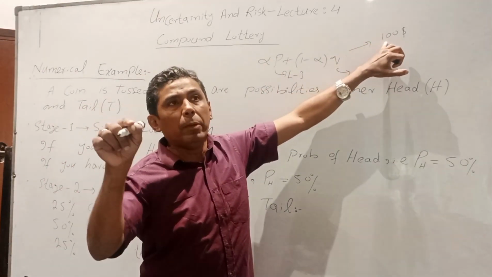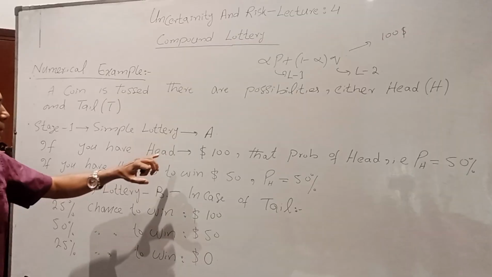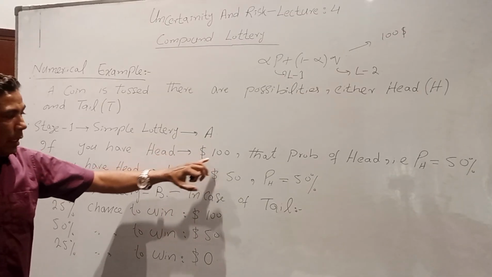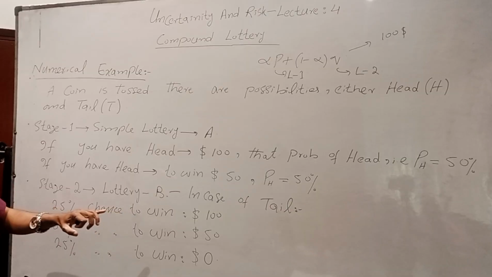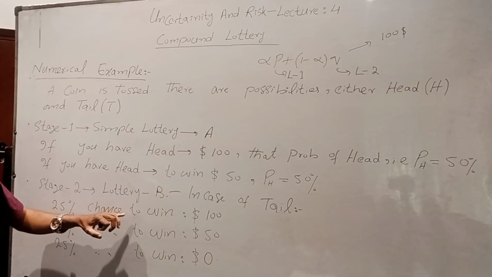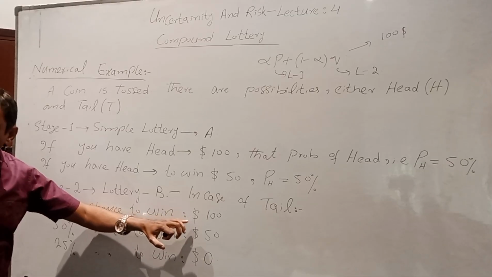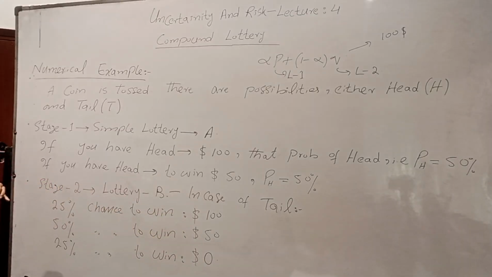The probability of $100 is 50% in case of heads, and if you play lottery B, there is a 25% chance to win $100, right? And what is the probability to play lottery A and lottery B? Lottery A has a probability of 50% and similarly lottery B has a probability of 50%.